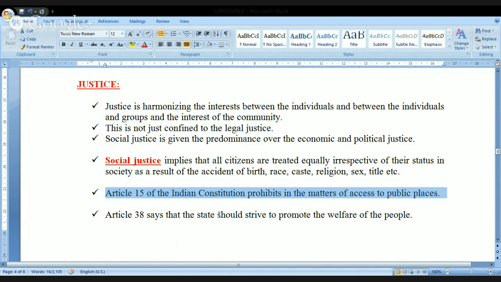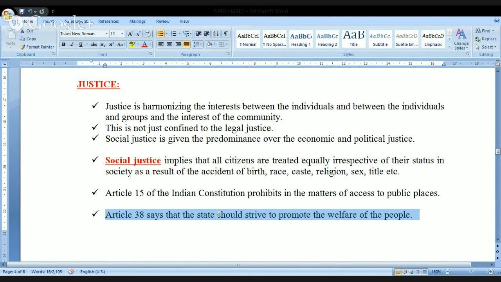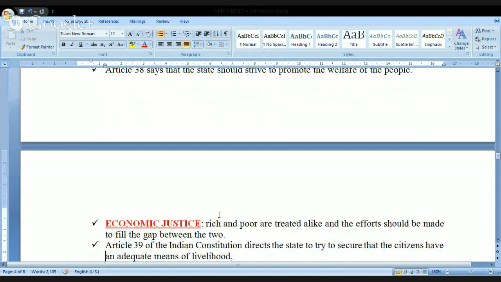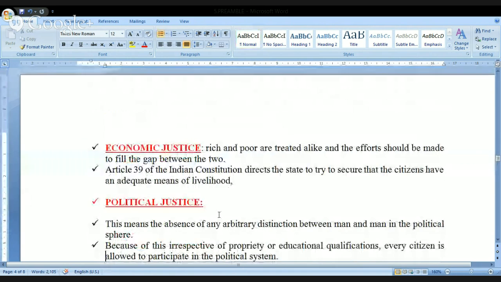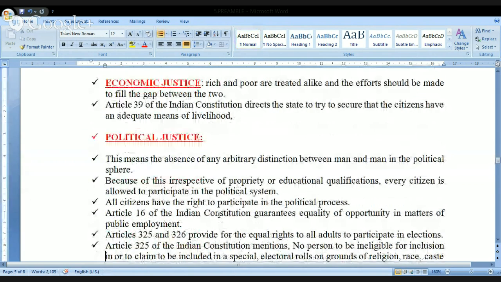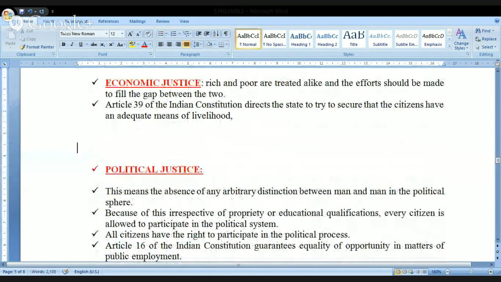In a similar manner, Article 38 says that the state should strive to promote the welfare of the people. When we come to these areas, we'll have detailed discussions. Next one is economic justice. Look at this. What is the meaning of this? In economic justice, the rich and poor should be treated alike, and efforts should be made to fill the gap between the two.